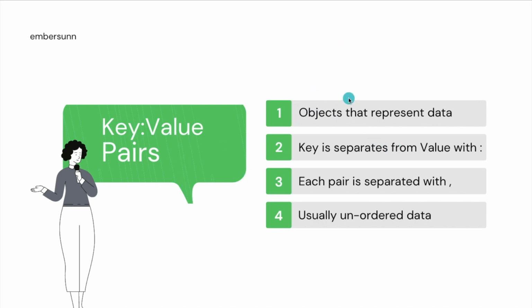So we know that key value pairs are objects that represent specific data, and every key is separated from its value with a colon, and each pair of key value pairs is separated with a comma. And usually these key value pairs are set in an unordered fashion.